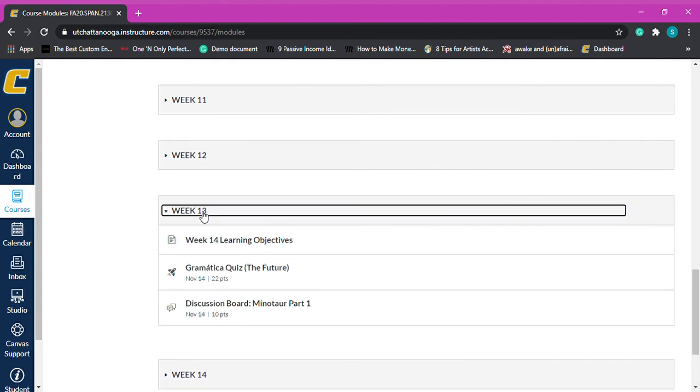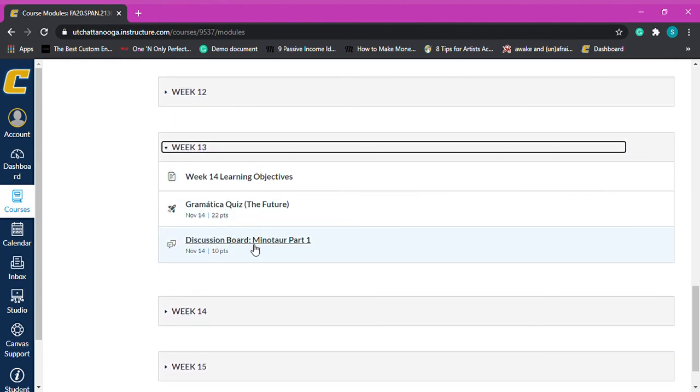For week 13, we have a discussion board for the Minotaur. We have a grammar quiz for the future tense, and we are supposed to pick out themes and genres in Picasso's excerpt, Part 1.